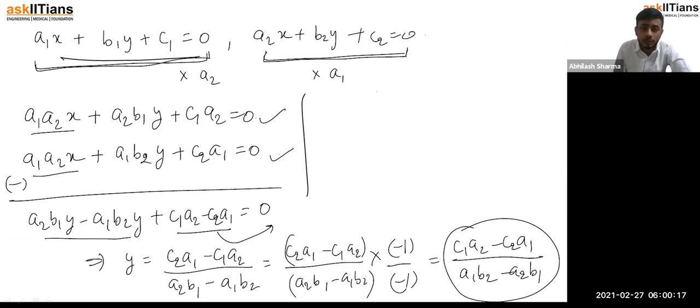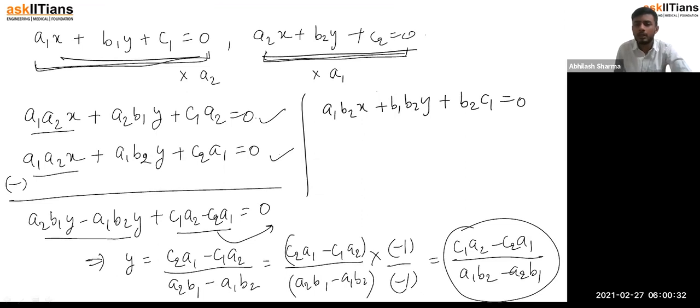This equation we will multiply by b2, and on multiplying by b2 we will get a1b2x plus b1b2y plus b2c1 equal to 0. To eliminate y, what should we multiply the other equation by? Don't you think it should be b1 on both sides of the equation? We should multiply by b1. So doing that, we will get b1a2x plus b1b2y plus b1c2 equal to 0. That's what we are getting.